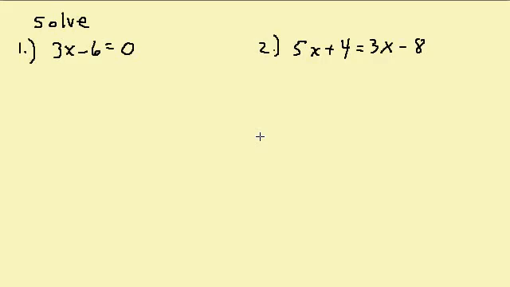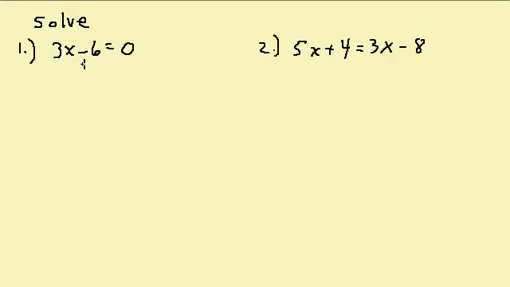Linear equations. When we're solving linear equations, we want to get the variable on one side by itself and the numbers on the other side. So we can add and we can subtract the same number to both sides, and we can multiply and divide the same number to both sides. So let's start with this one, number 1.